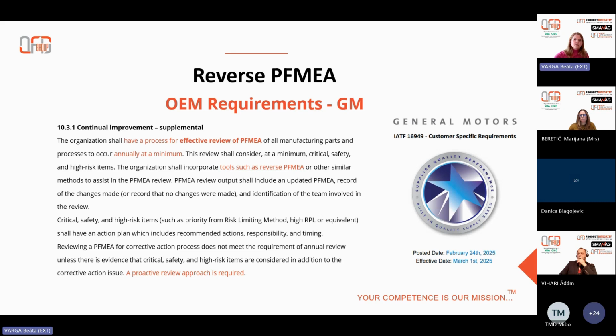And this has to happen at least once per year. During this annual review, special attention must be given to critical, safety, and high-risk items. To support this, GM expects organizations to use tools such as reverse PFMEA. This is only an example to fulfill this requirement, or other similar methods to really challenge the process and ensure that the PFMEA stays alive.